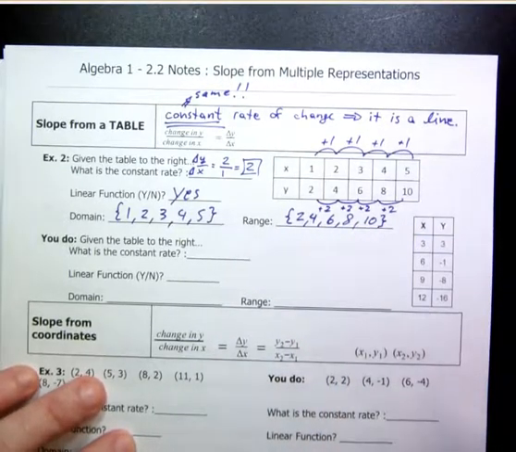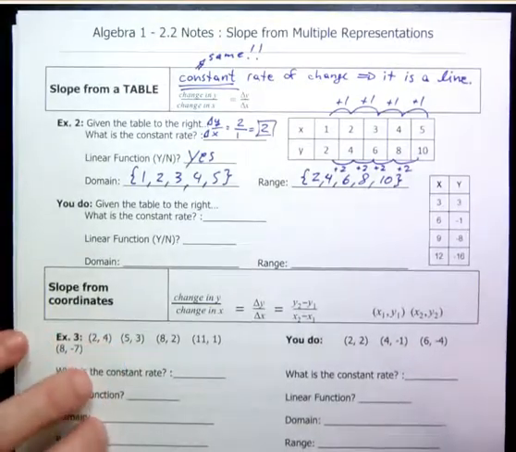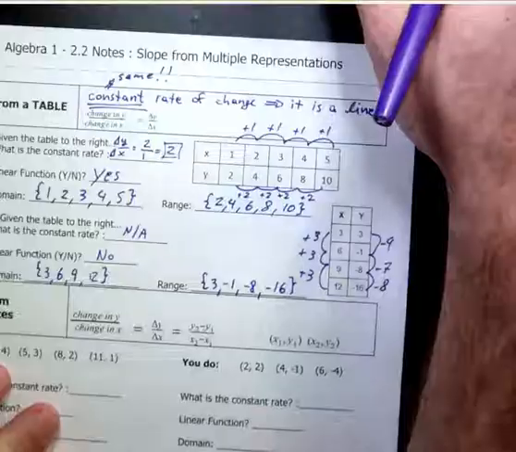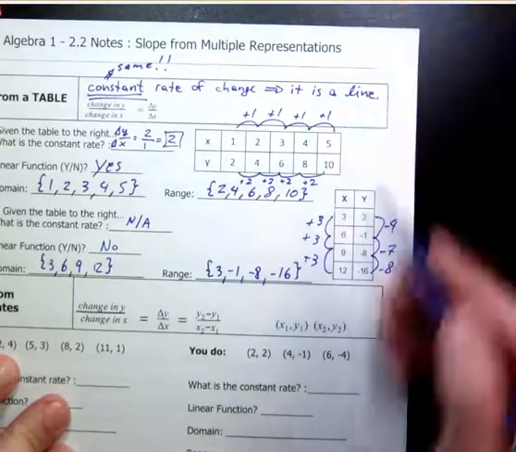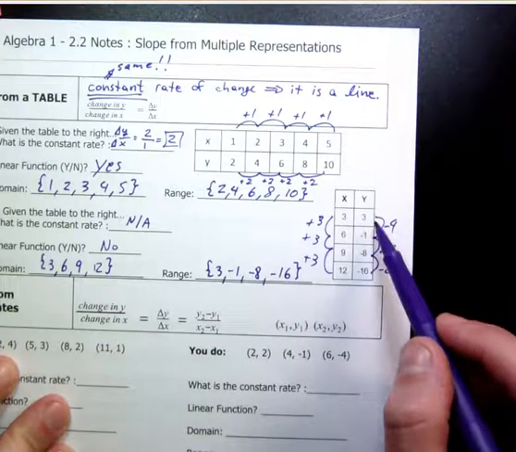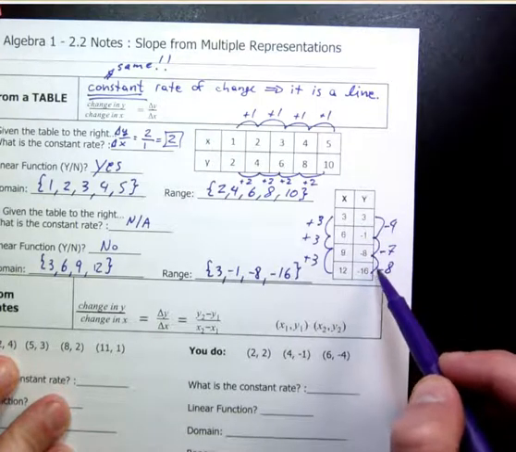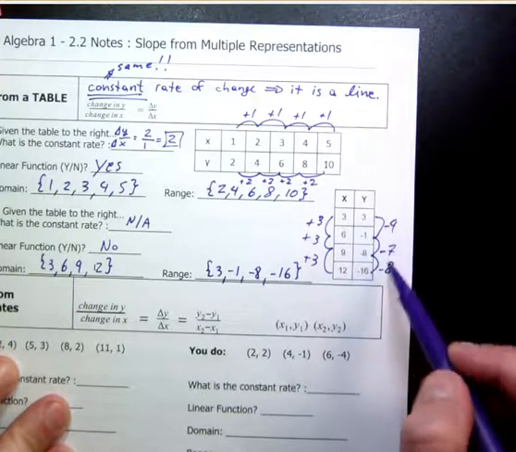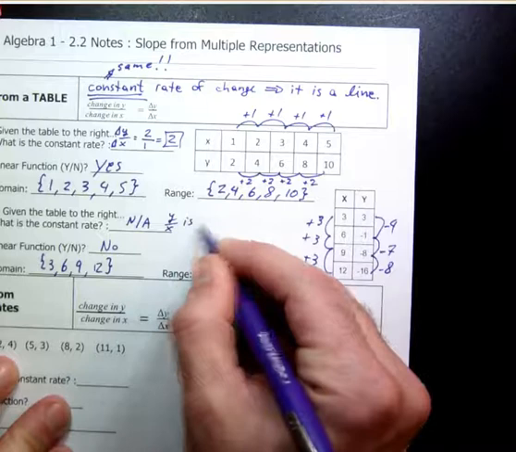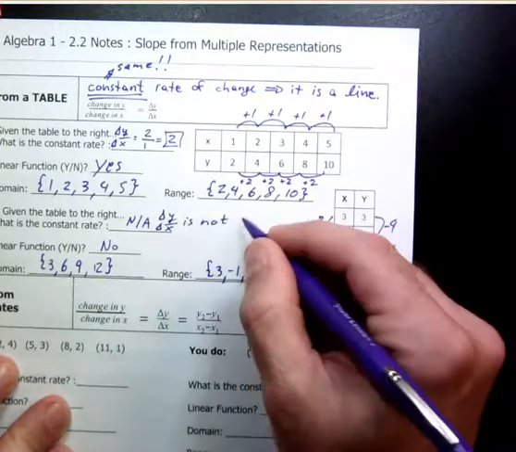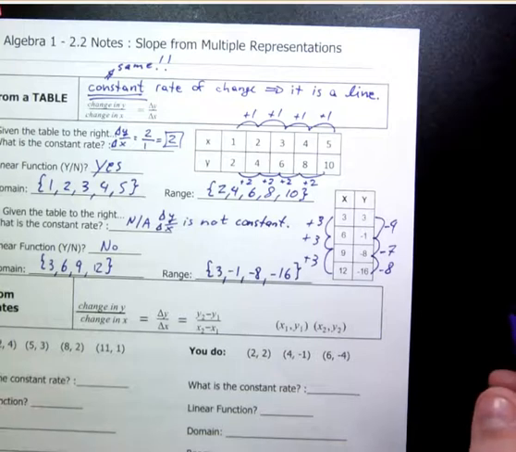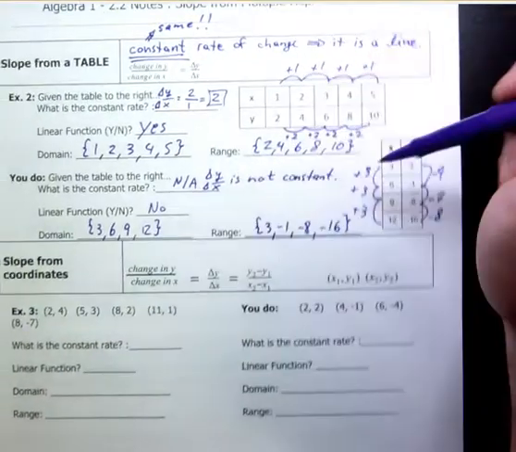So I will let you do this second problem, and then you can check the answer. You can pause the video and then get the answers. Now when I look at the rate of change, my x's are changing by 3, going up. My y's are going down by -4, then -7, then -8. So this is not the same. So my rate, my y over x, is not constant. My rate of change is not constant, so that means I don't have a linear function. However, I can still list my domain and range, so I went ahead and copied the x and y values.